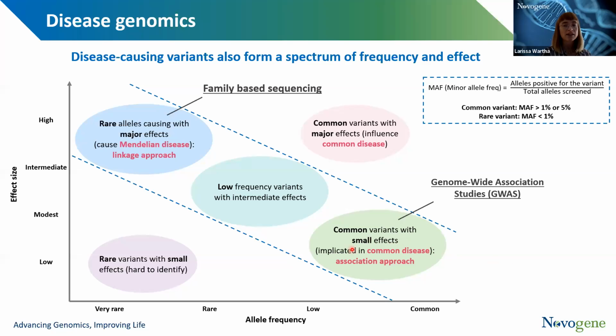Common diseases, on the other hand, fall into the lower right corner, having common variants with small effect, and association studies are the way to identify those. Rare variants with small effects are extremely hard to identify, whereas common variants with major effects influence common diseases.